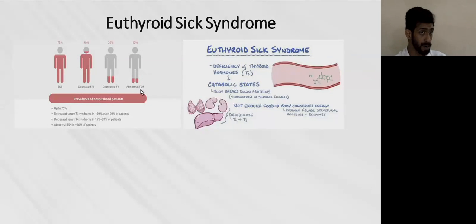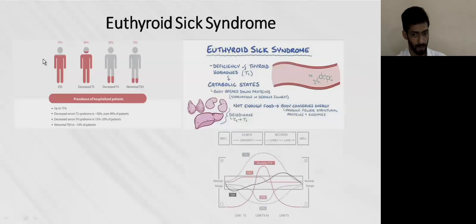Is it quite common? Yes. In a hospitalized patient, it is extremely prevalent. And it can come in all 4 forms. A classical sick euthyroid syndrome, or they can have an isolated reduced T3 or an isolated reduced T4 or an abnormal TSH. All 4 patterns are common. Most common is sick euthyroid syndrome.